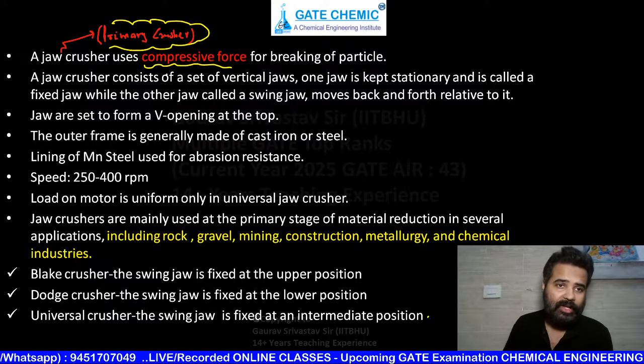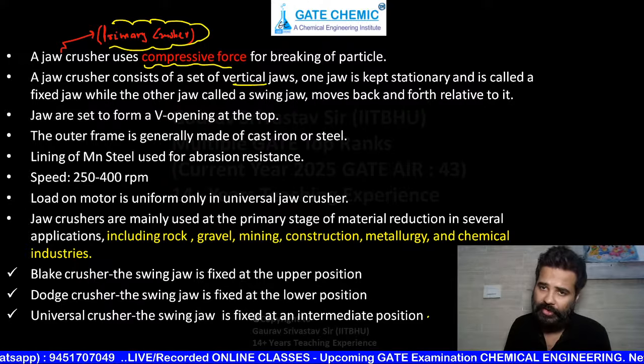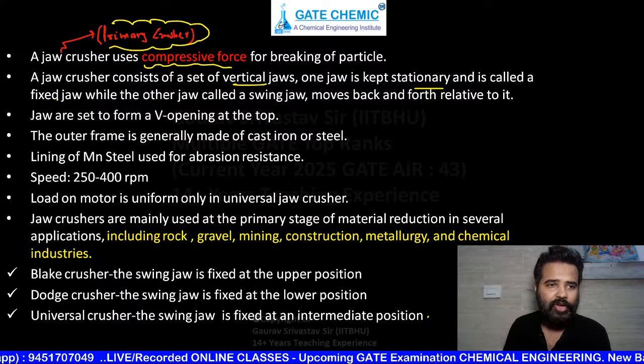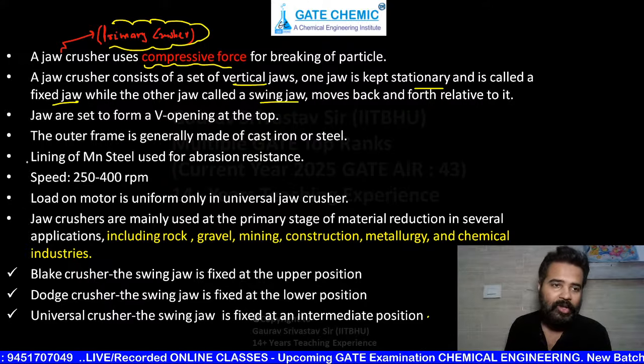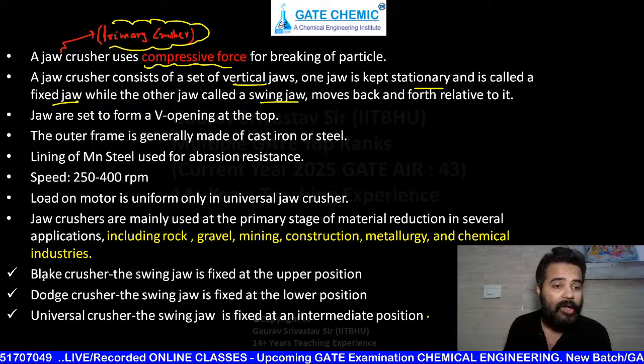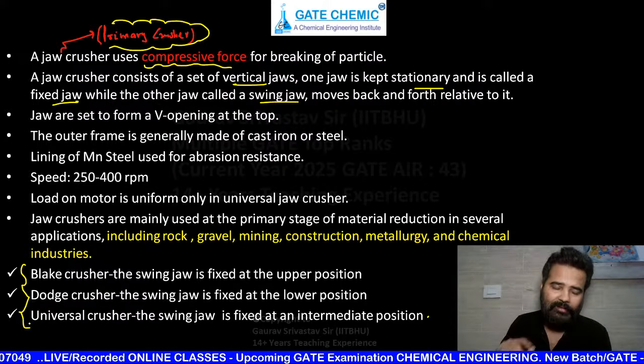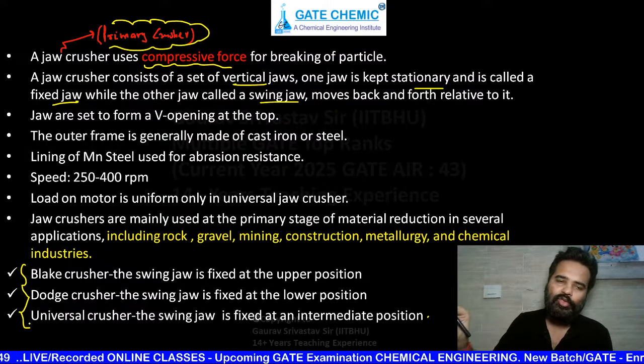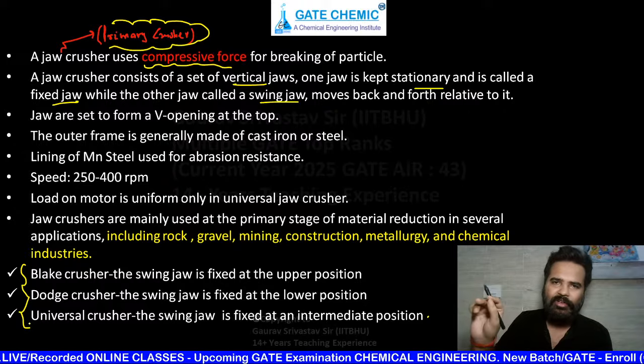Jaw crusher में क्या होता है? Consist of set of vertical jaws. One is stationary, that is fixed jaw, and one is movable, that is swing jaw. These points are not important at all. So just focus now here. I will provide these all in your PDF. So if you want to read, just read it fast, in faster manner.